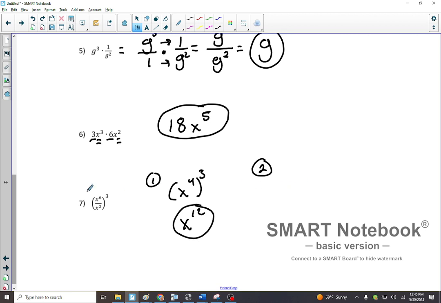That's one way to do it. The second way I could do it is first distribute the 3 to everybody. X to the 18 over x to the 6. Then subtract: x to the 12. Both methods are valid. That was the purpose of that question, to show you that.